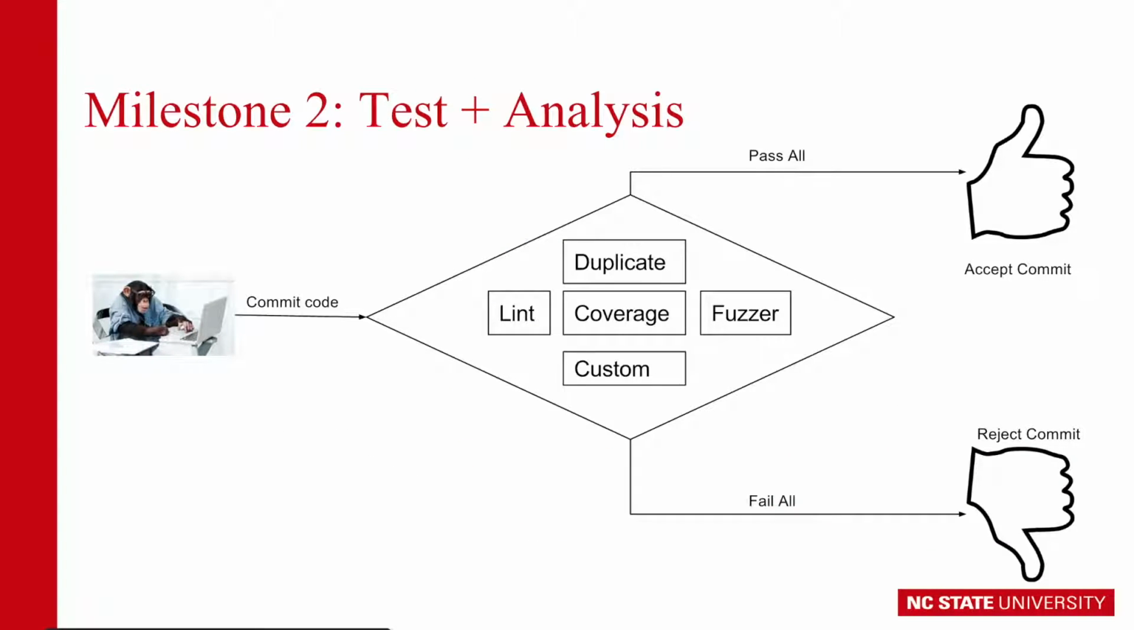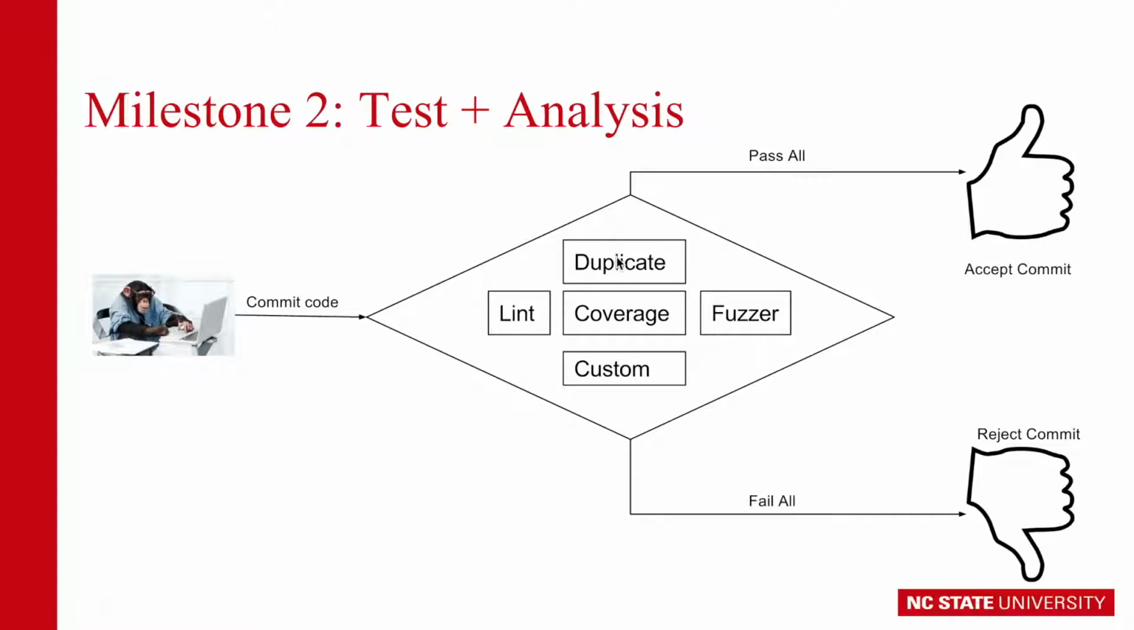In milestone 1, we explored how to build a server. In milestone 2, we extended and analyzed how to test and analyze a commit. So every time a user commits, a set of basic tests are run, and then to accept or reject the commit, first, the lint check is run to see if it complies with the standards.